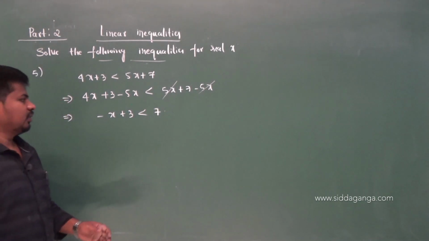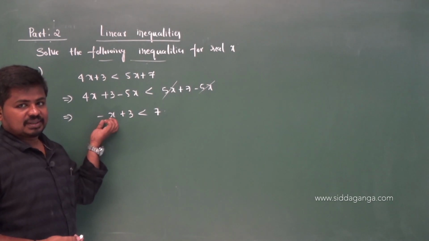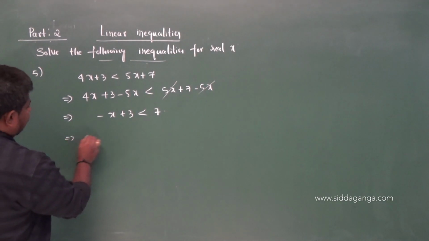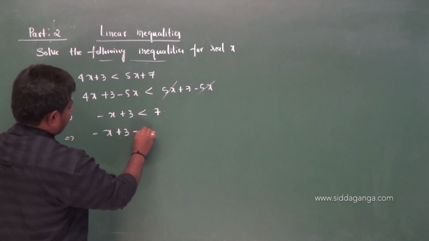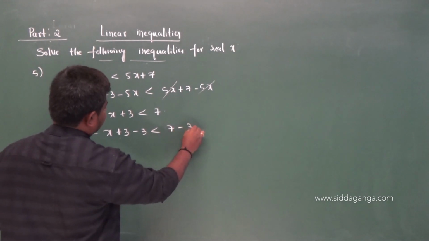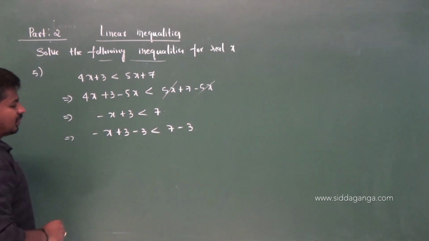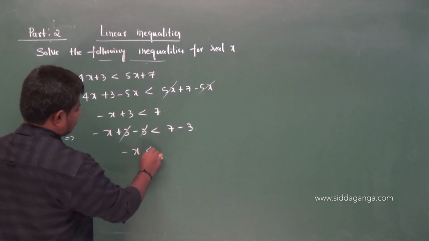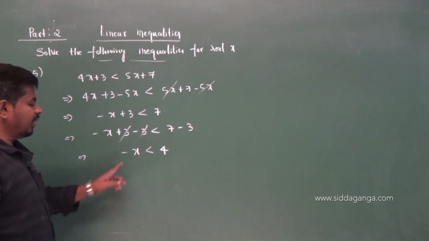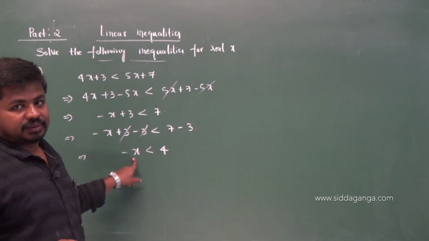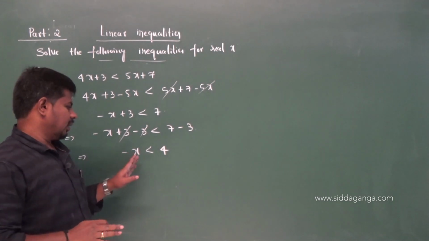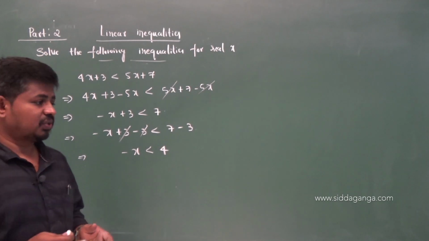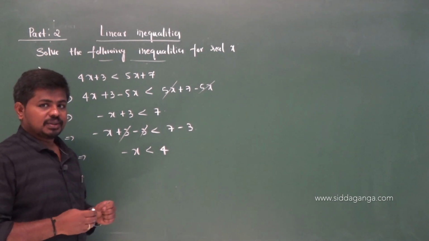Now, as I told you before, make x single by removing 3. So, by adding minus 3 on both sides, minus x plus 3 minus 3 is less than 7 minus 3. What do you get? Minus x is less than 4, right? But here we have minus x, and it is better you get x positive, to get the solution easily.